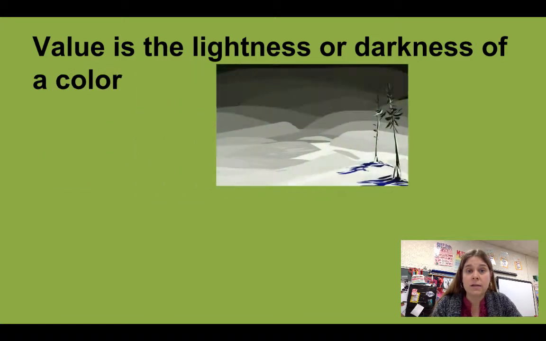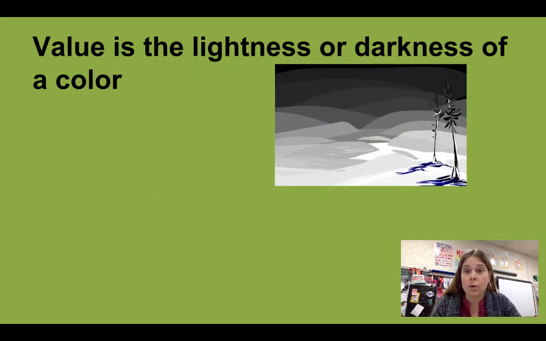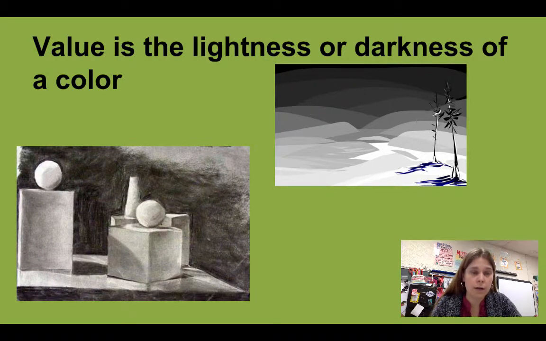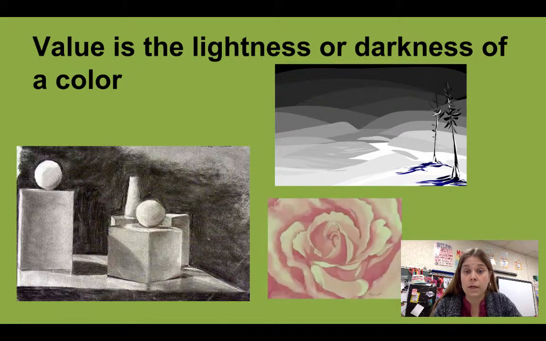So as you can see by these examples, this artwork, a digital artwork, was made by using values, grays, whites, and blacks, going from light to dark. Here's a pencil drawing done with only lights and dark gray. Value doesn't necessarily have to be black and white either. It could be in color.